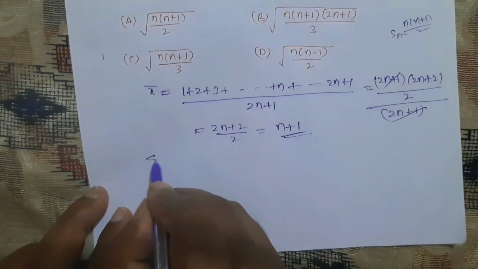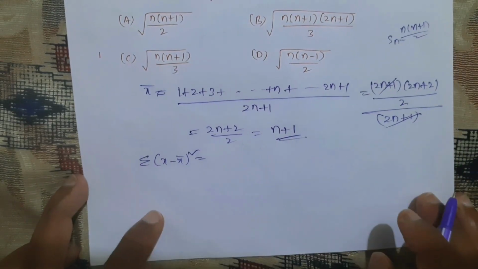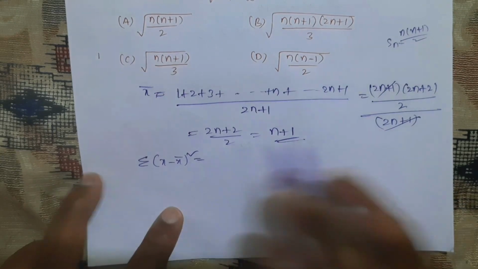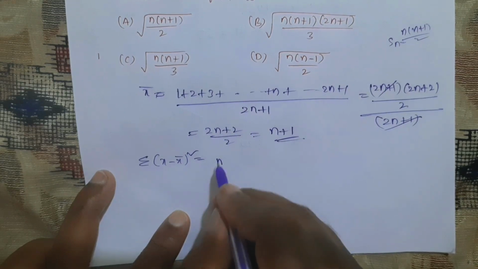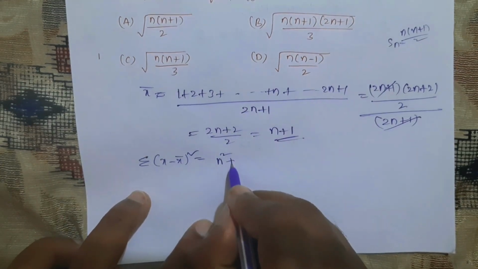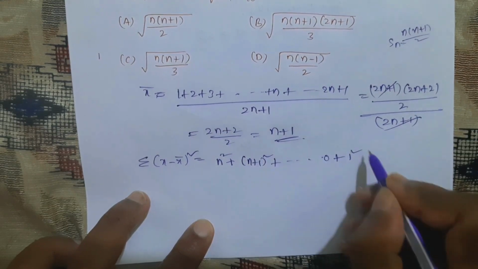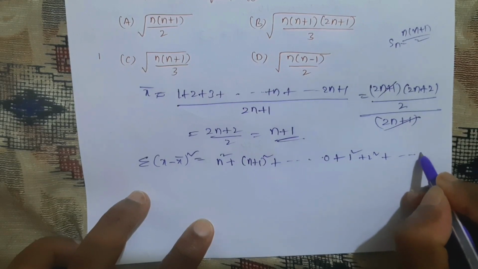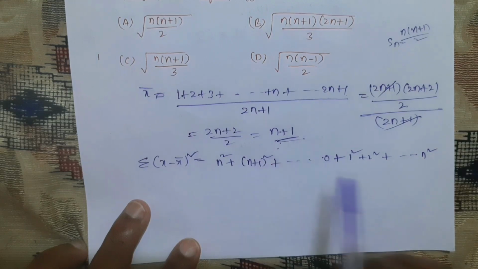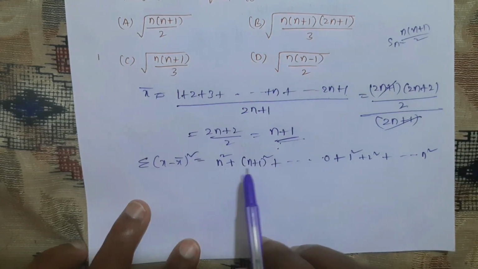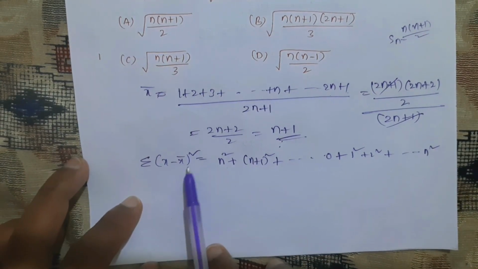Now I am finding sigma x minus x bar square, nothing but the deviations. If you observe the deviation, n plus 1 minus n plus 1 gives n, so squaring, it becomes n square plus n minus 1 whole square plus so on plus 0 plus 1 square plus 2 square plus so on plus n square, nothing but the last one, 2n plus 1 minus of n plus 1, again you will get n, whole square. So this is sigma x minus x bar whole square.